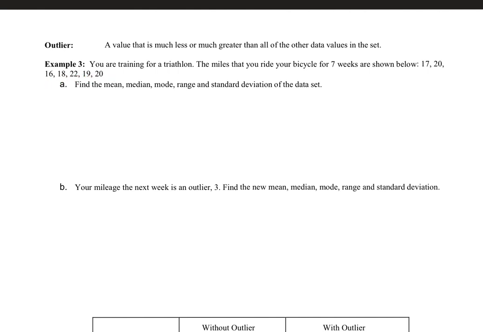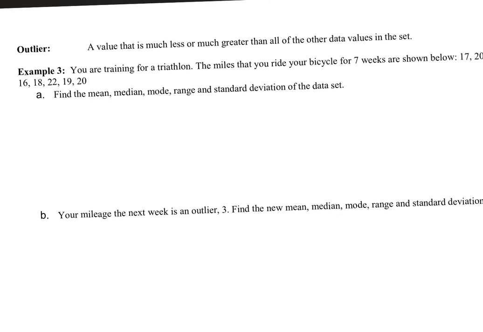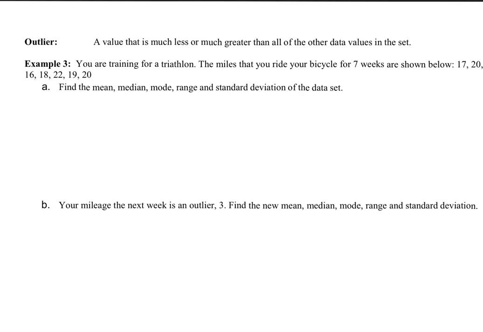Now, the first thing I would do is actually put all this data in order. So zoom in a little bit. The lowest number is 16. And then the next number, and I'm going to cross off as I go through it. The next one is 17. There's only one of those. The next one is 18. There's only one of those. Then 19. There's only one of those. And then there's two 20s. And then 22. Okay, cool. I got my data set here.